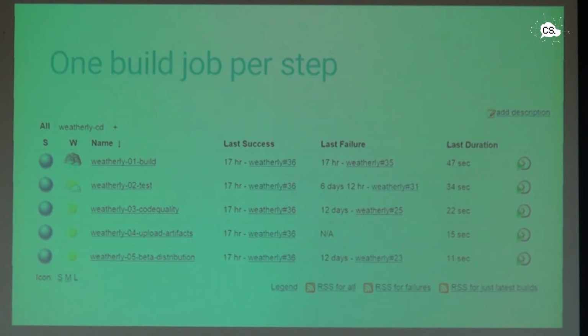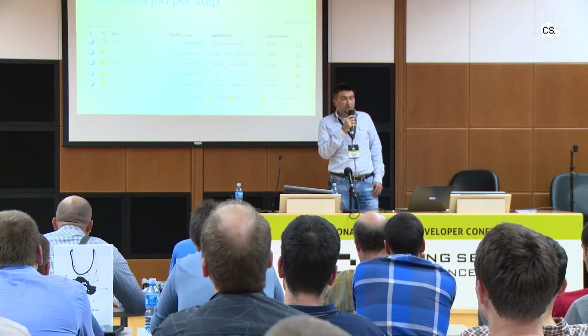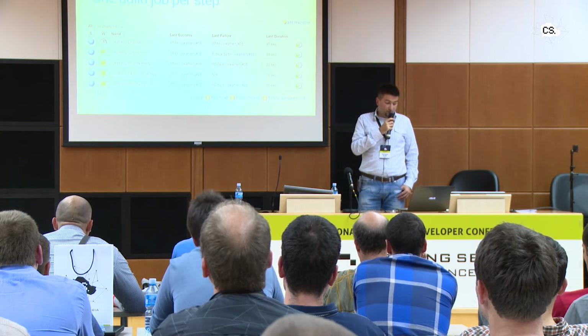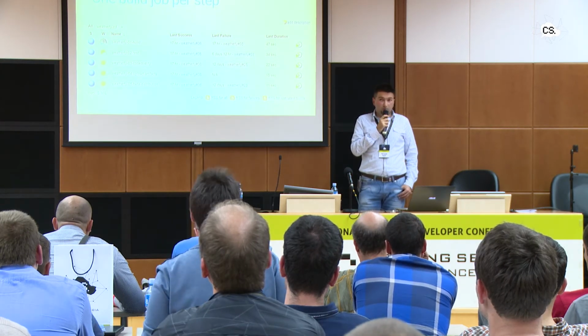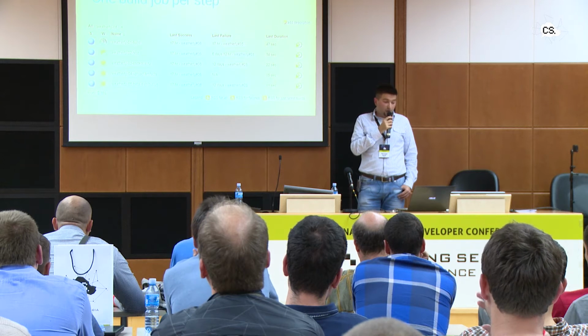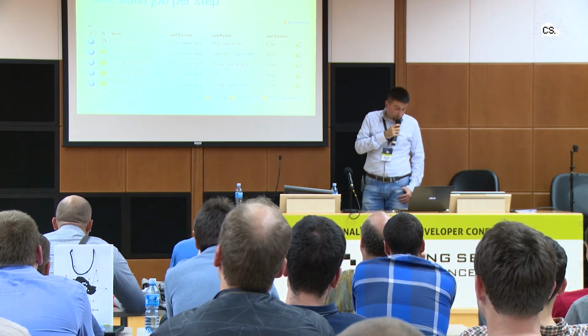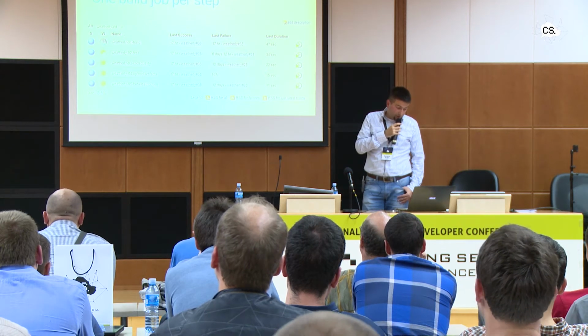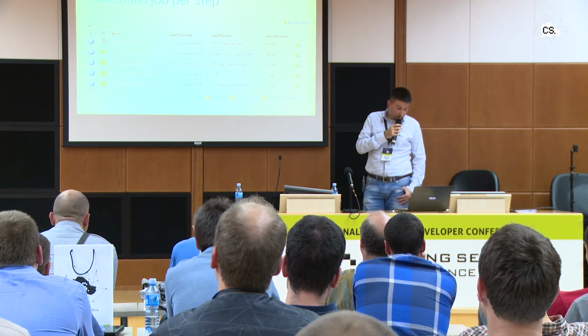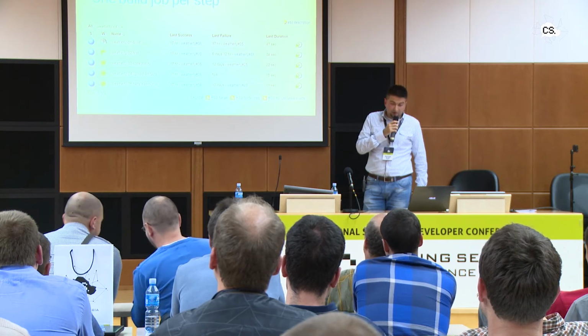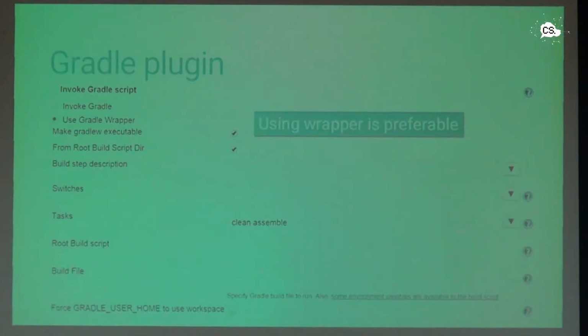So how are we going to implement that? As you can see, we want to use one build job per build step, meaning that for all that we said before, we are going to use a separate build job, and we'll show later how to connect them. So we have a basic job for everything: build, test, code quality, upload artifacts, and beta distribution. So this is how it looks on the Jenkins dashboard.